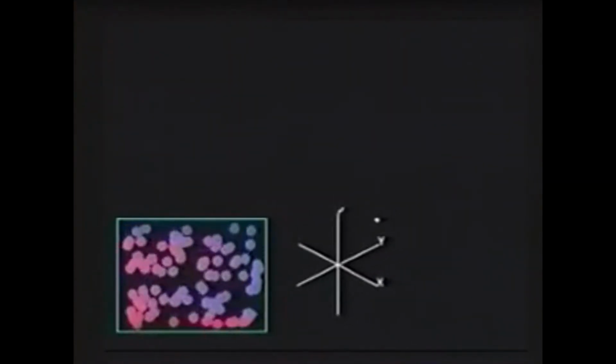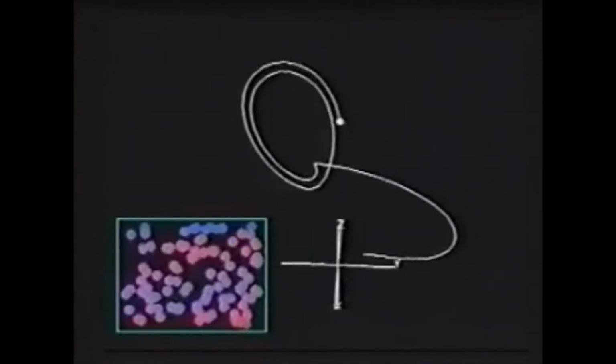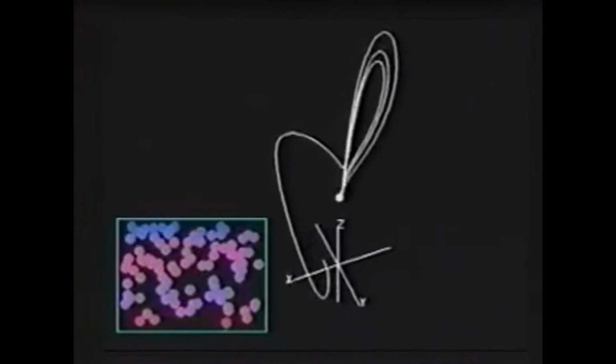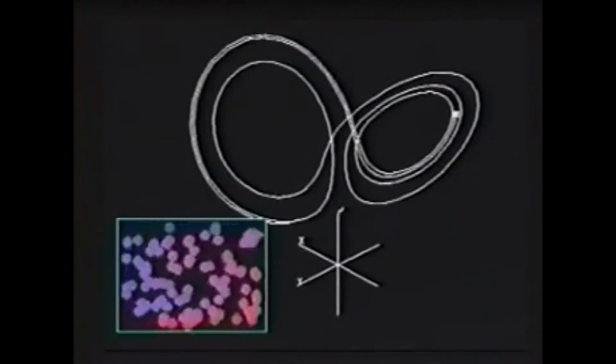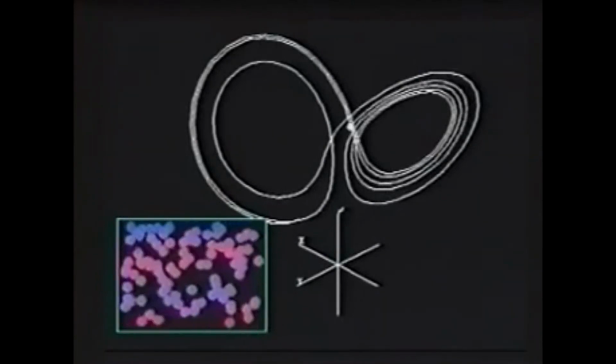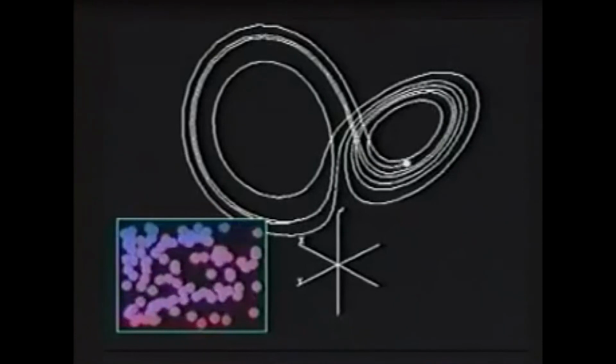But if we apply still more heat, we reach a point where it never stabilizes. It flips backwards and forwards quite unpredictably. We've driven it into chaos. And here's Lorenz's butterfly again. Okay, and there's the atmosphere, turbulent atmosphere, bouncing up and down, unpredictably.